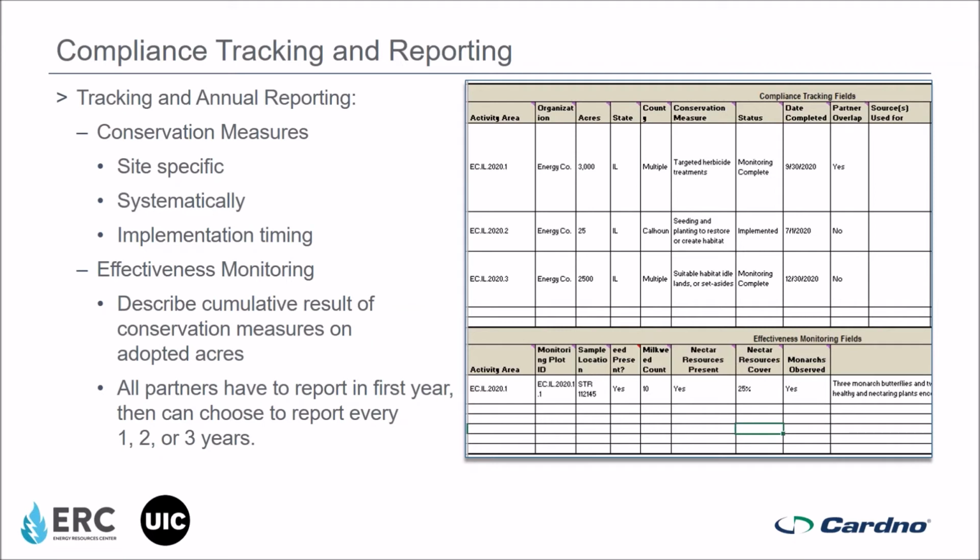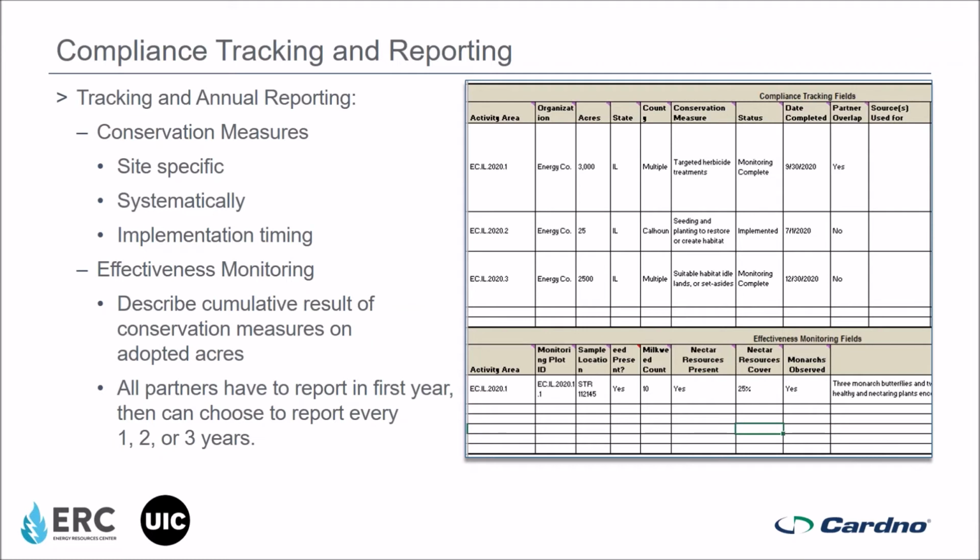Within your annual reporting, we want you to describe the cumulative result of not just the conservation measures that were applied, but also the monitoring results that you found. If you've sampled your 30 sites, or let's say you've sampled 50, how many of those achieved either having milkweed or nectar plants present? What did you learn from that? What did you find? Maybe there are some interesting lessons you learned from just being out in the field. We're looking for that information to get shared.